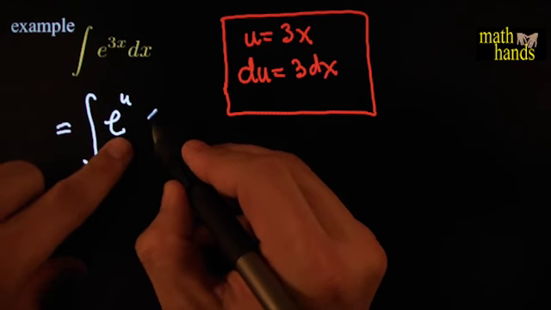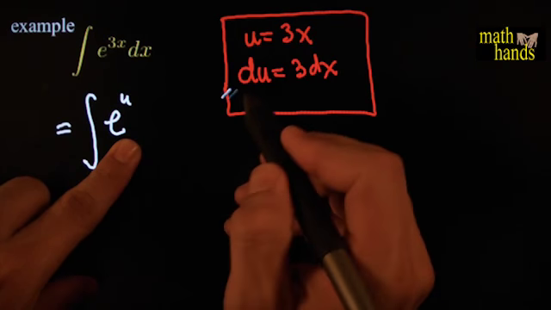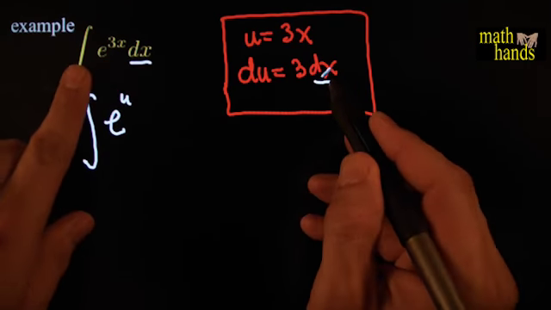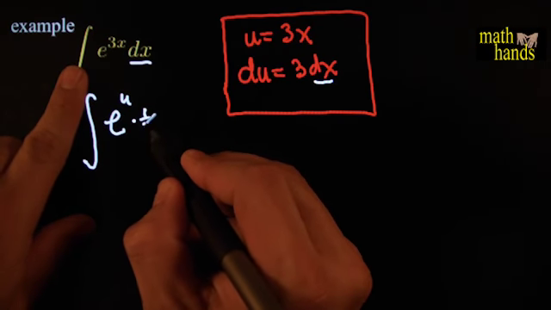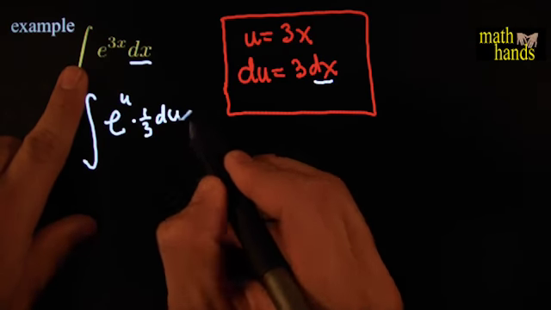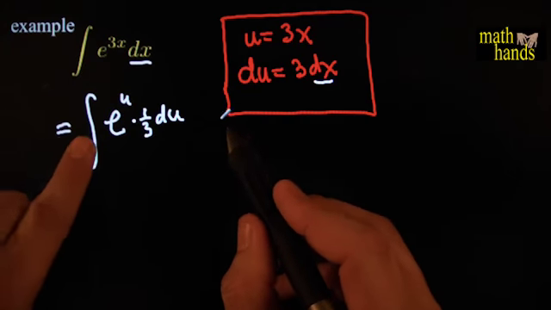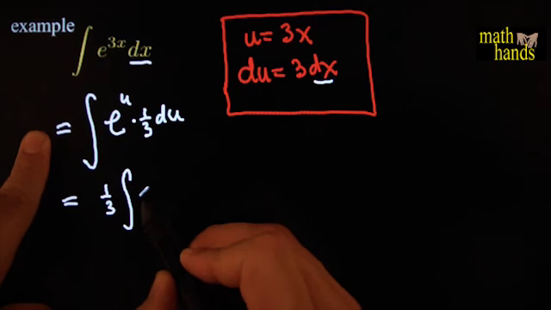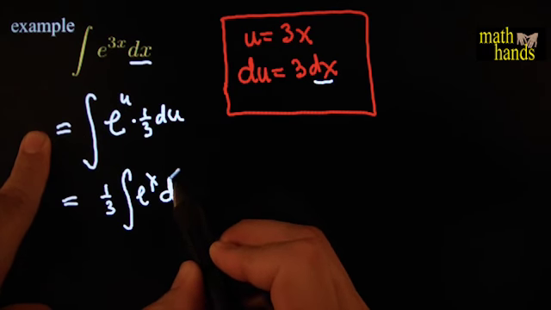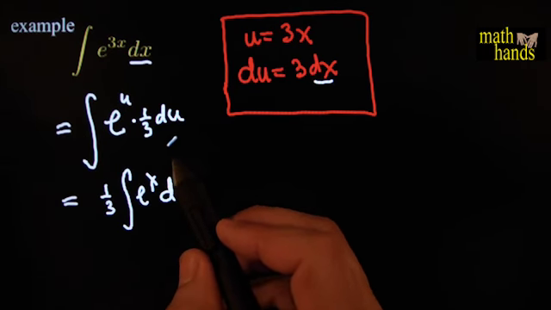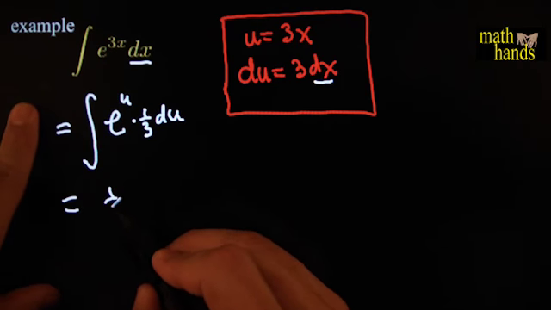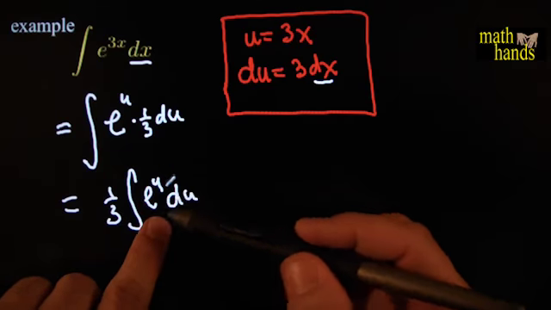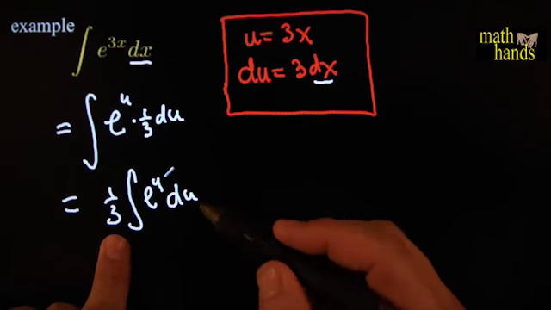If I get a harder one, I'm going to go back and change. Alright, I got a dx here and a dx here. What can I exchange it for? I believe I can exchange it for a third du. That's the exchange rate. That would put me at 1/3 integral of e to the u du. And that's nice, because this is a basic one.